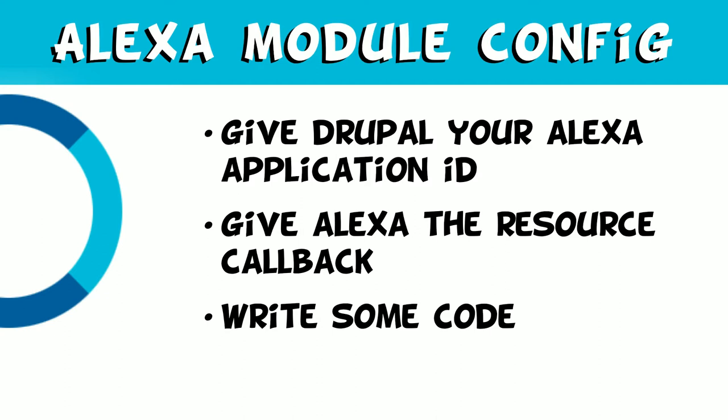So on the Drupal side of things, once you download and install the Alexa module, you tell Drupal what the Alexa application ID is. So any requests that hit your endpoint, if they're not coming from the skill that you configured, your Drupal site won't respond, basically. You give Alexa the resource callback. That's basically the URL endpoint that you'll then put in your Alexa skill configuration so it knows what URL to hit to actually return data. And then you get down to writing some code to actually return the response.